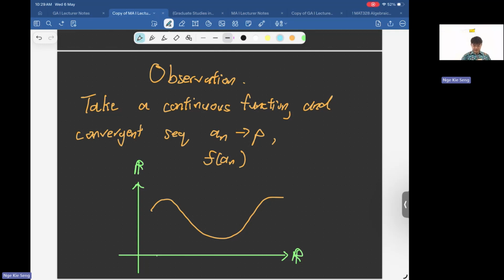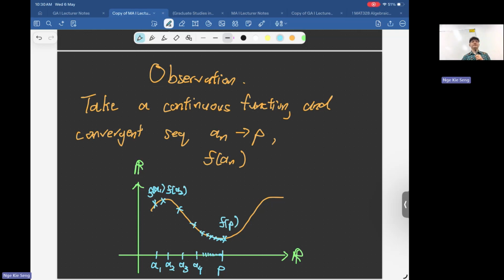And then you have a sequence, let's say A1, A2, A3, right? But then you need it to converge, maybe converge to some point P here, right? And then you look at what F(A1), F(A2), F(A3) are. You evaluate it. So F(A1), F(A2), and like that, and F(P).